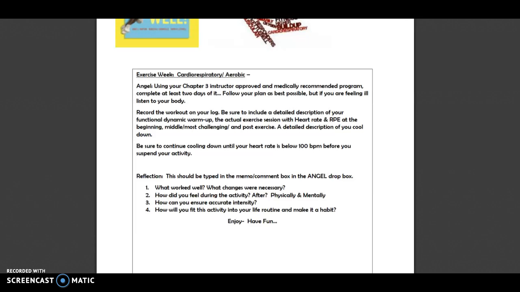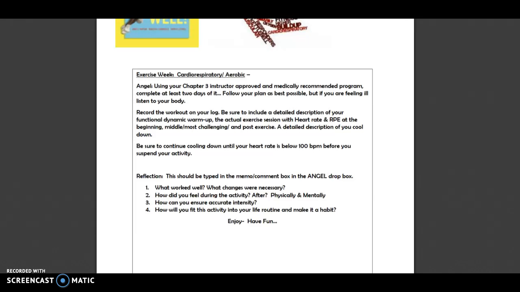So keep in mind that you may modify it in some way, shape, or form, but you need to include all of those. You need to include your target heart rate zone. You need to include what you've done for your warm-up, which must be 5 to 7 minutes. You will include what the activity was. You will record your exercise heart rate within the first 5 minutes, at the halfway point, and at the highest, most intensity.